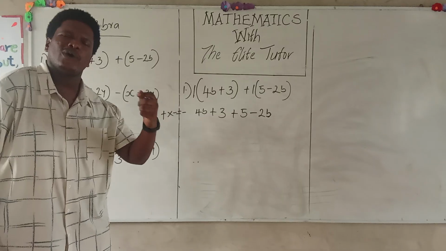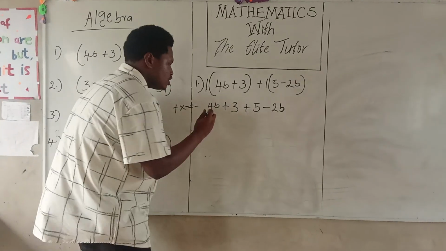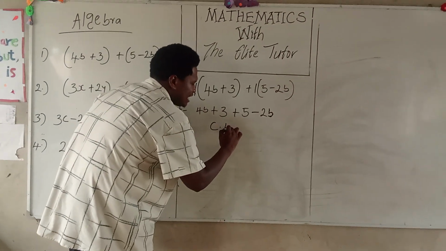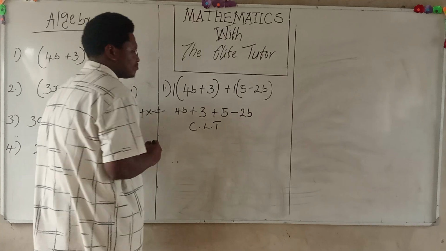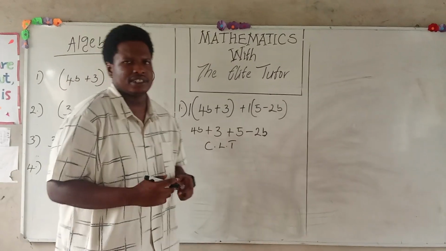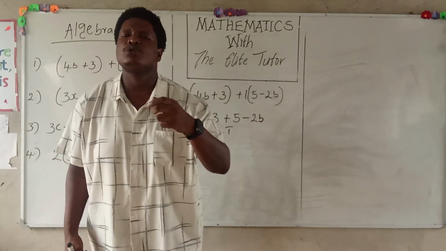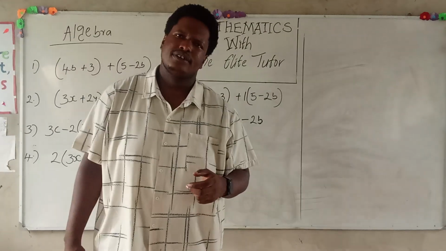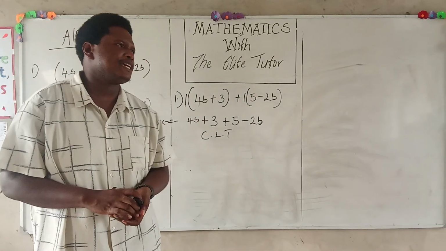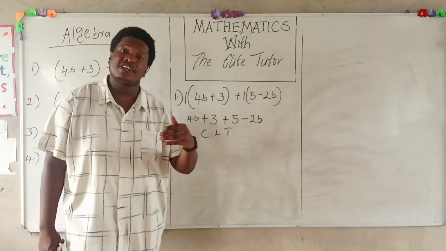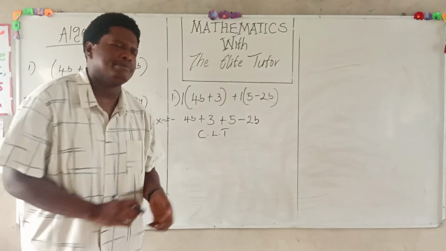So what next? We collect like terms. What are like terms? Like terms are numbers that have the same variables and same power. Same variables and same powers. Like I said earlier, when we say variables, we mean alphabets.